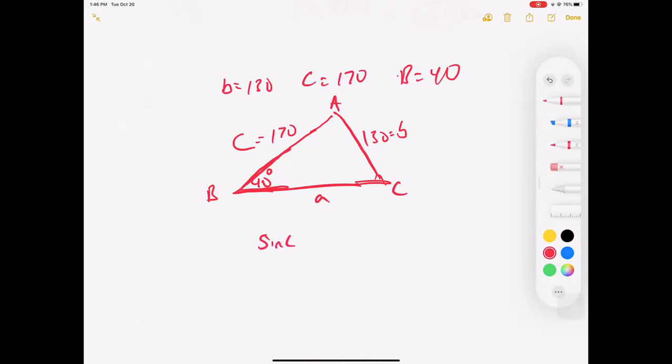Sine of C over 170 is equal to sine of 40 over 130. Law of sines. Angle side pair. When you solve for it, it should give you an acute angle. Sine will always give you an acute angle, unless they give you a hint that this is the obtuse one. This is going to be acute for us.